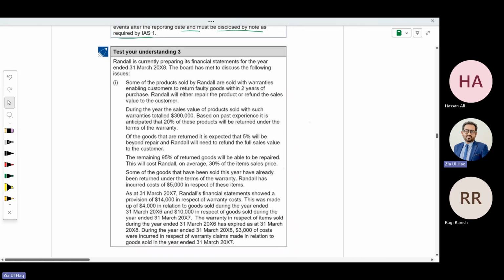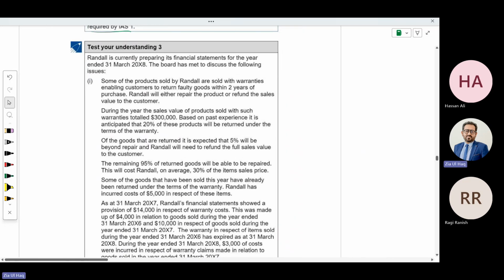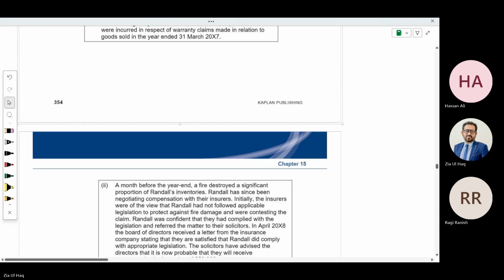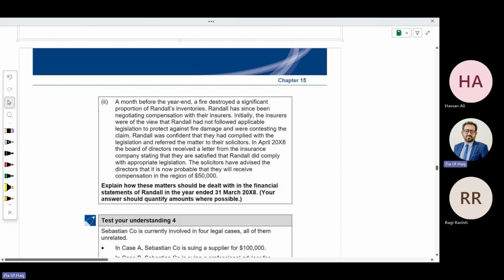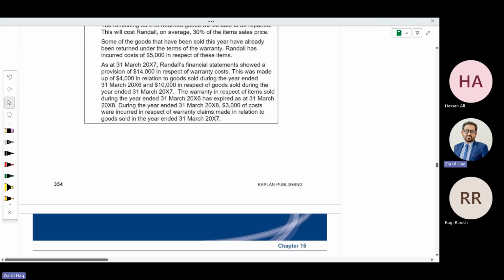Test your understanding 3. Rendell is currently preparing its financial statements for the year ending 31st March 20x8. The board has met to discuss the following issues. You need to explain how these matters should be dealt with in the financial statements of Rendell in the year ended 31st March 20x8. And there are two separate issues. Issue 1.